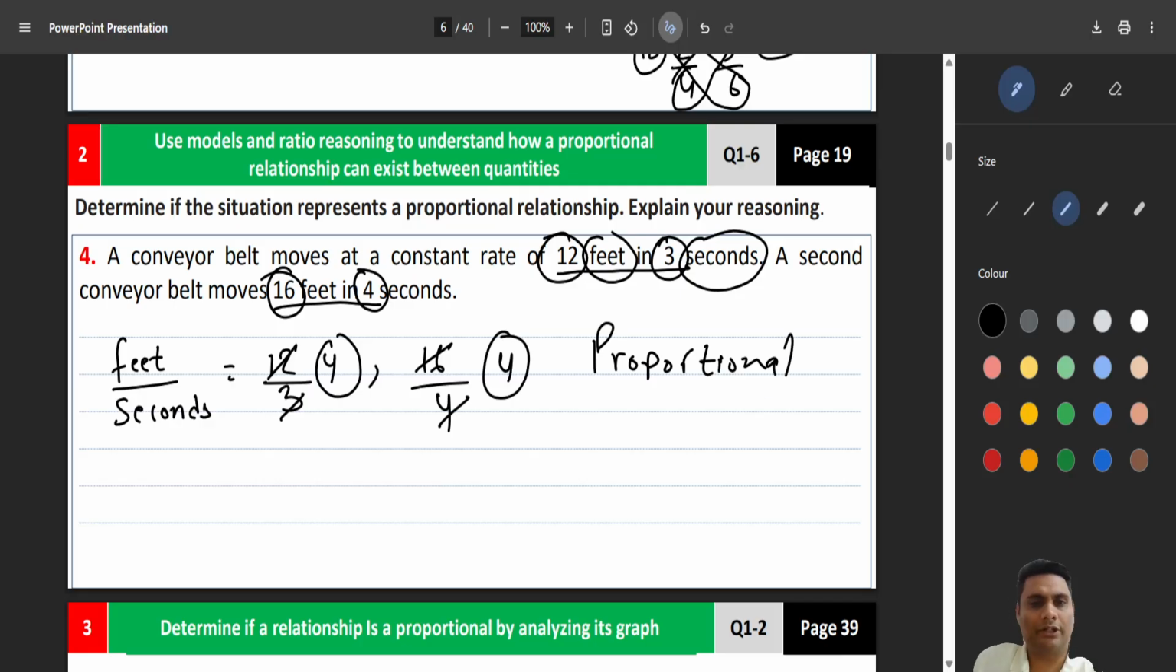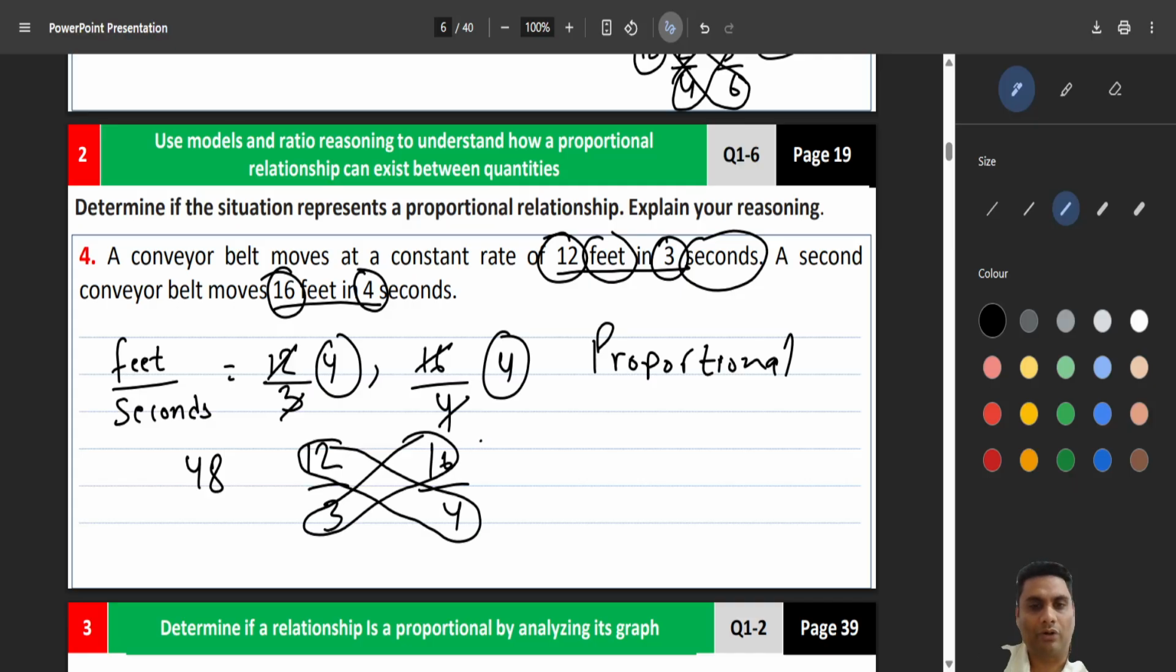Now you can use the trick also. 12 over 3, 16 over 4. Yes. So check. 12 times 4 how much? 48. 12 times 4 is 48. 16 times 3 how much? 48. So check, 48 and 48 are equal. Yani this is what? This is proportional. Okay. I hope you understood how to find the proportional relationship if two ratios are given.